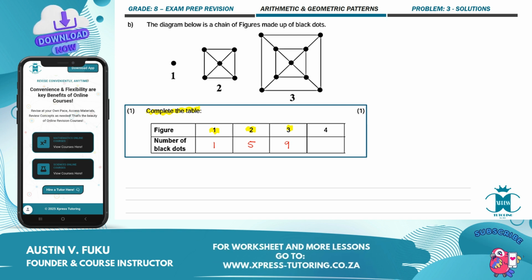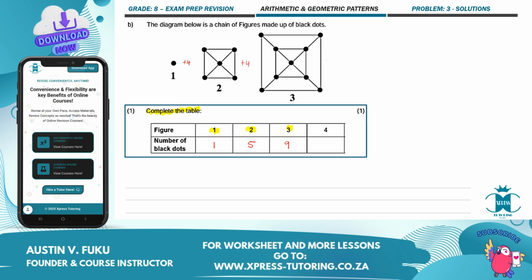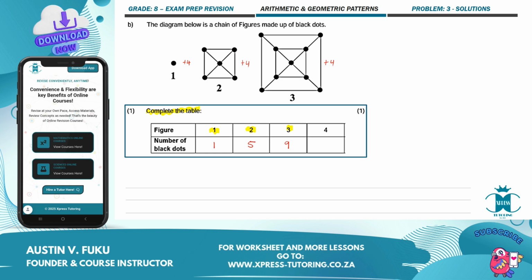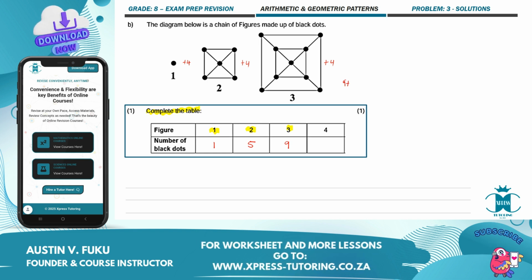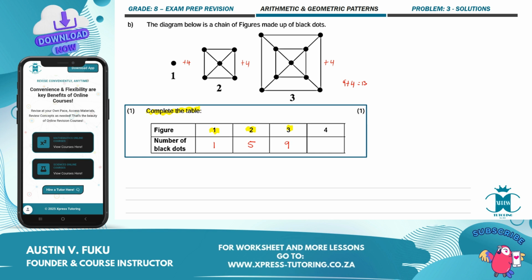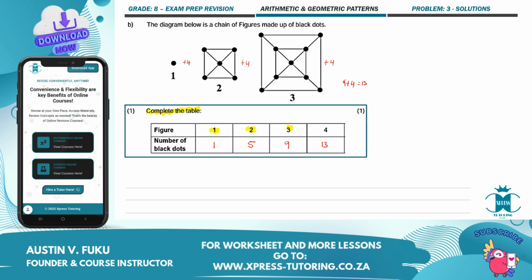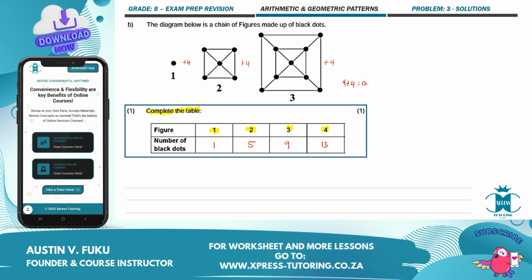Now you need to analyze here that we had 1 dot in the first figure and we have 5 dots in the second figure, meaning that 4 was added, because you could simply say 5 minus 1 and you would get a 4. 9 minus 5, also 4 has been added, so that means you keep on adding plus 4, and then also here when you add a 4, that means you're going to have 9 plus 4, and that will be equal to 13. So we are going to have 13 black dots in figure 4.